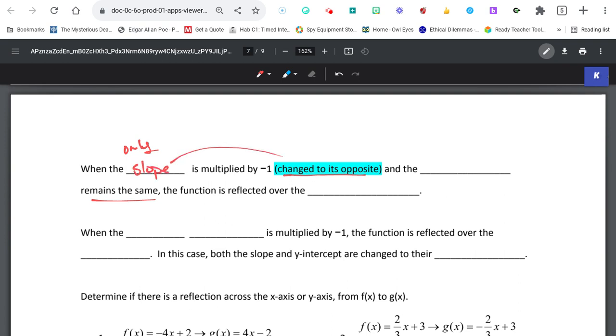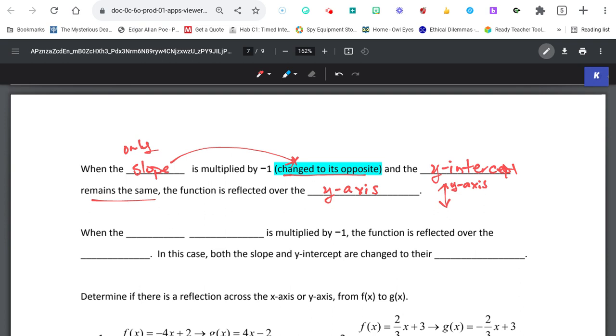So when the slope changes to its opposite only, and that y-intercept or initial value remains the same, the function is reflected over the y-axis, the line that runs straight up and down. It's y-axis reflection, okay?